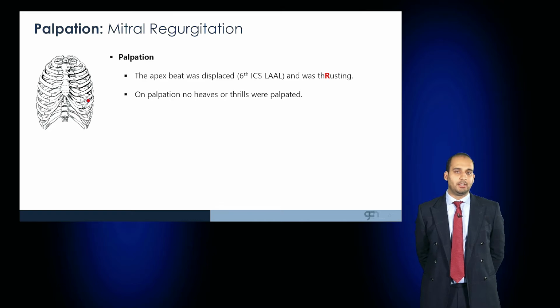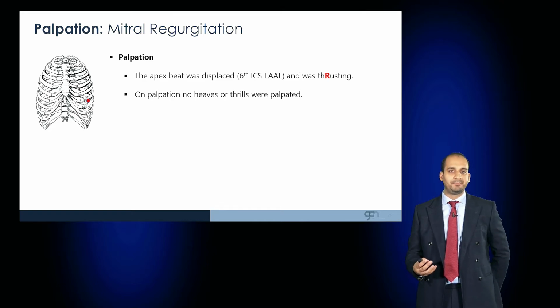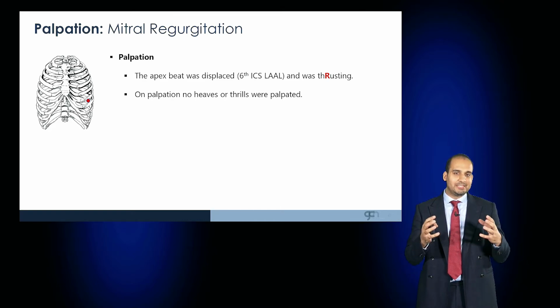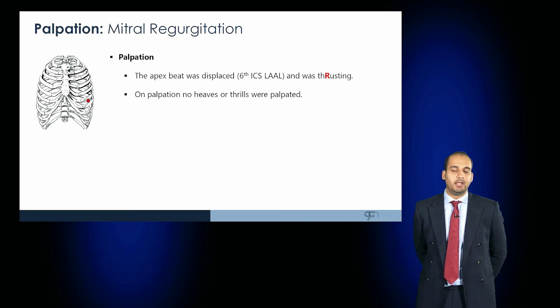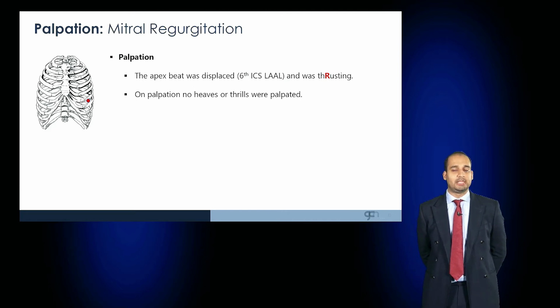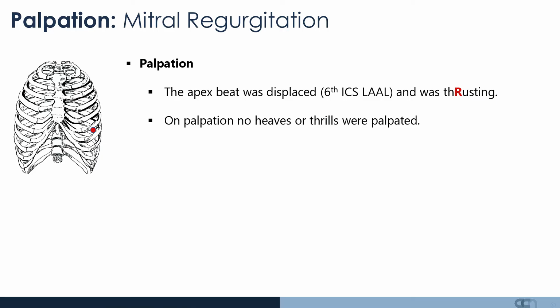On palpation, with a regurgitant murmur, the regurgitation would increase the stretch of the ventricle, resulting in a displacement of the apex beat into the 6th intercostal space, left anterior axillary line, and results in a thrusting apex beat. On palpation, no heaves or thrills would be palpable until more advanced disease.